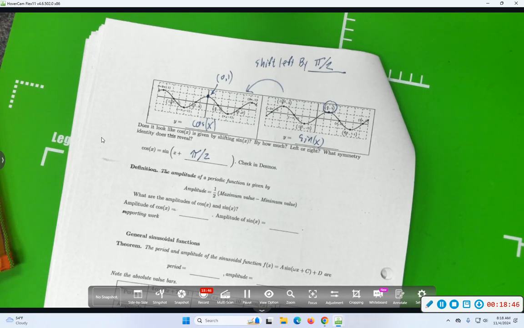That's a fact that says if you know cosine of some input, then you also know sine of some other input. It's just that same input, but added to pi over 2. Feel pretty good? Nice.